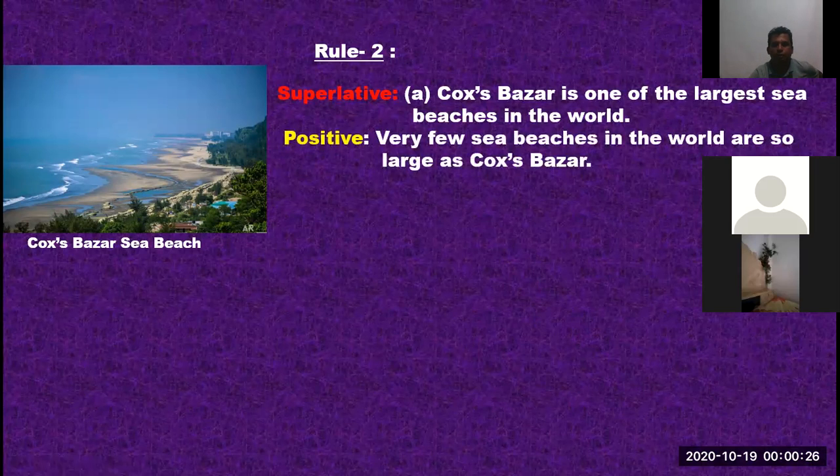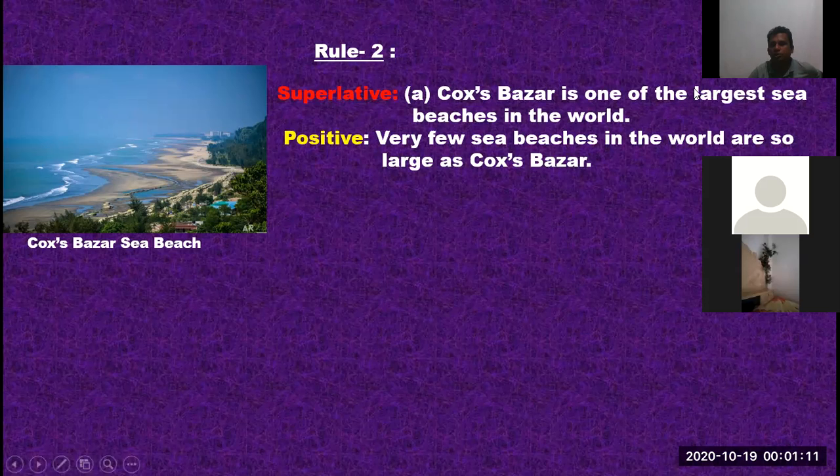The positive form of the sentence is: very few beaches in the world are so large as Cox's Bazar. Dear students, do you notice that in rule 1 we put no other at the beginning of the positive, but here in rule 2 we put very few instead of no other? Why? Can anyone say why we should put very few here? Because it indicates one of the largest, one of many. One is the best and another is one of the best.